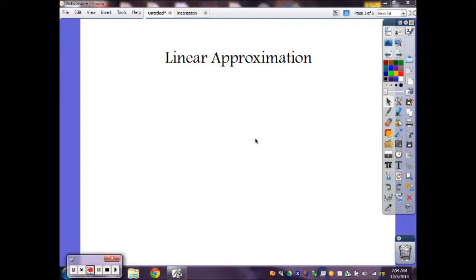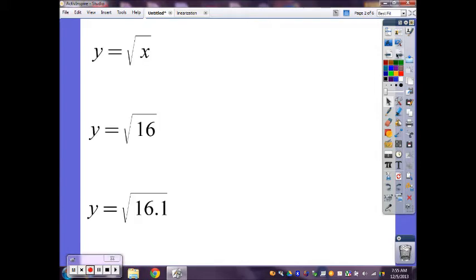So, linear approximation. Linear approximation is an important topic in AP Calculus, but in order to understand what linear approximation is, you need to understand where it came from and why we have it. So first of all, why we use linear approximation: take, for example, a function such as y equals square root of x. We all know that y equals square root of 16 is 4.